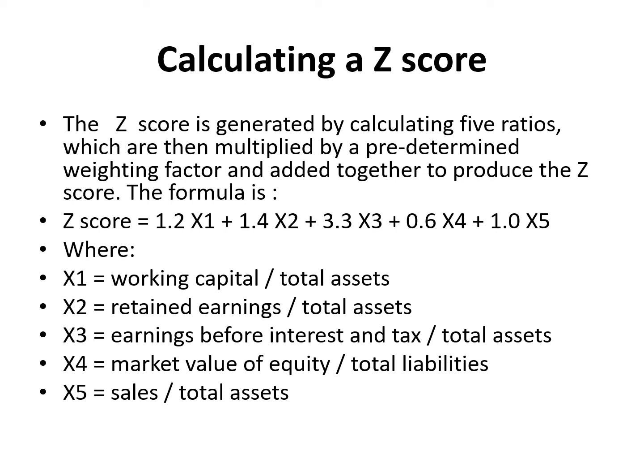X1 stands for working capital over total assets. I take the working capital of the company and divide it over the total assets to get the value of X1. X2 is retained earnings over total assets. X3 is earnings before interest and tax over total assets. X4 is the market value of equity over total liabilities. X5 is sales over total assets. So I should memorize the Z-score equation, and also what each of x1, 2, 3, 4, and 5 stands for.